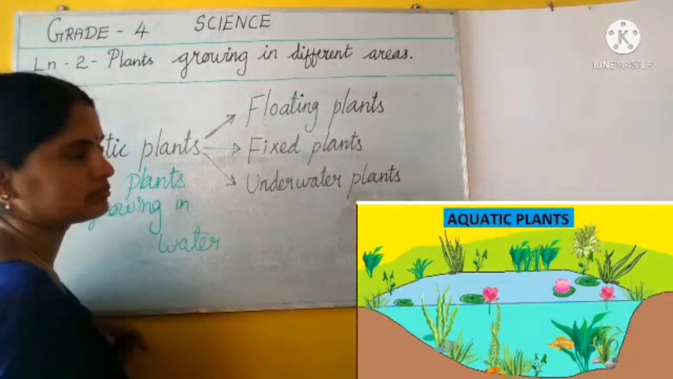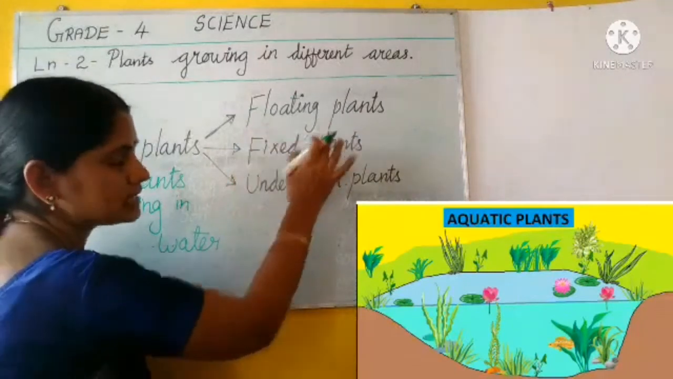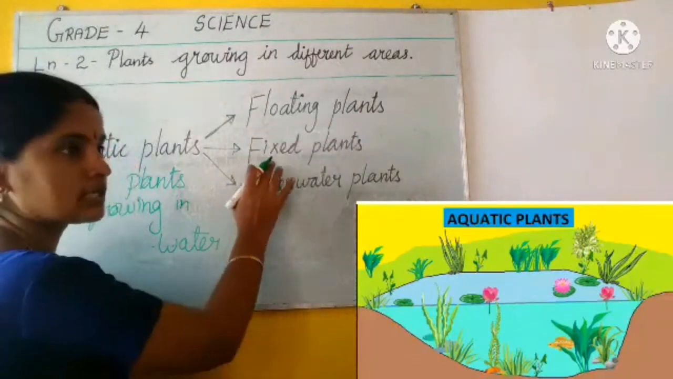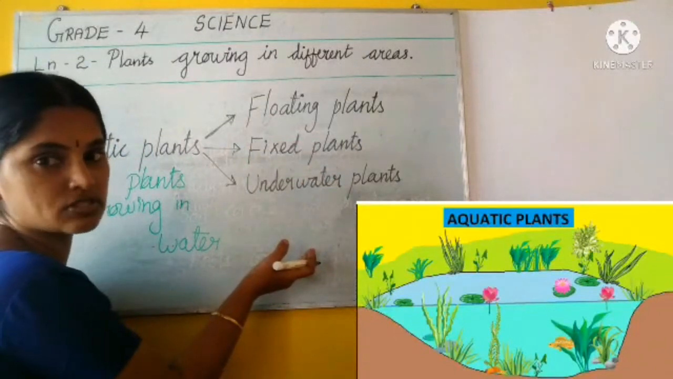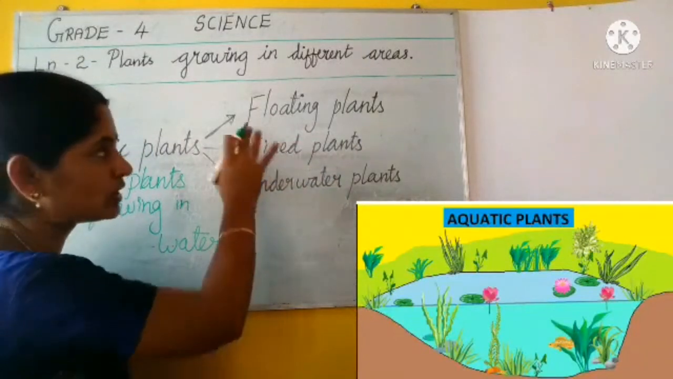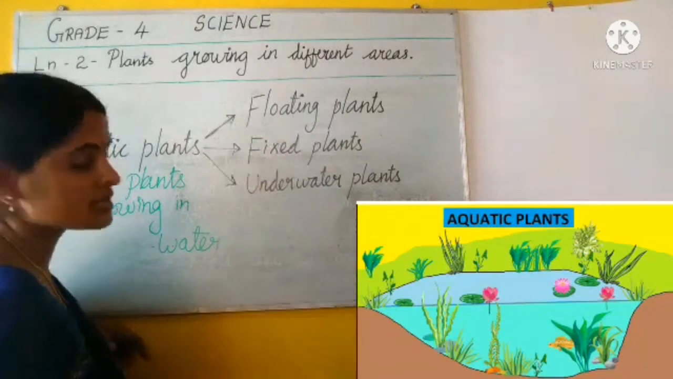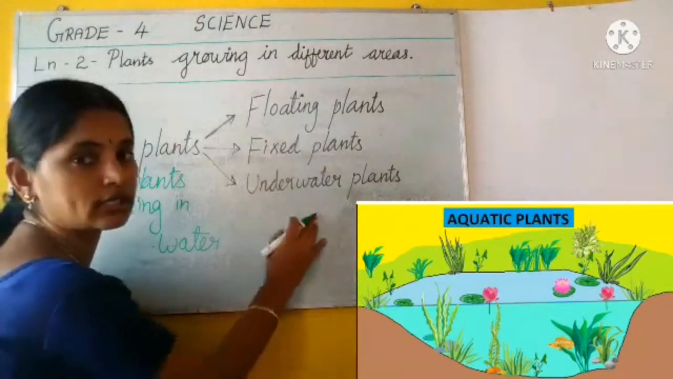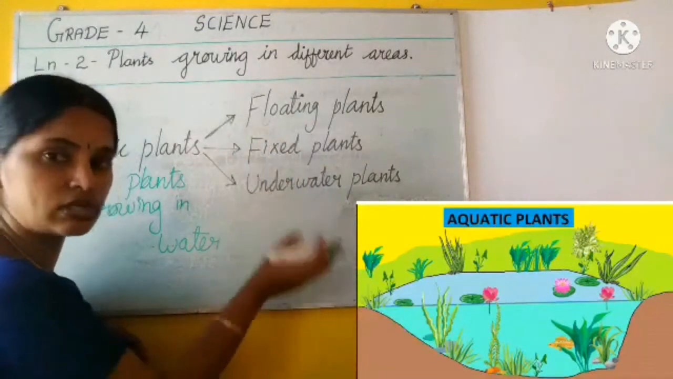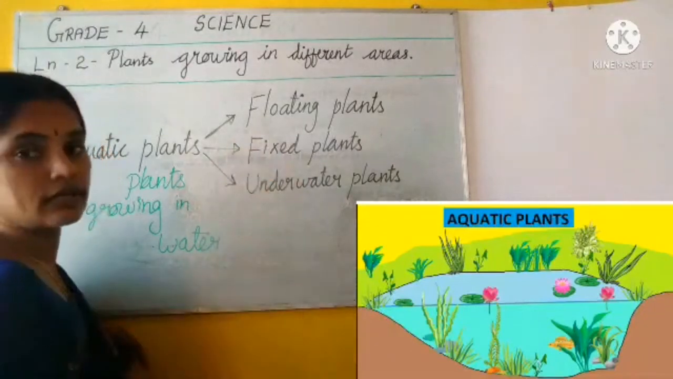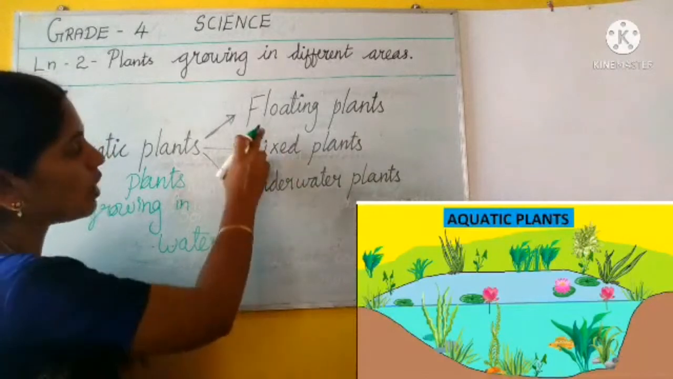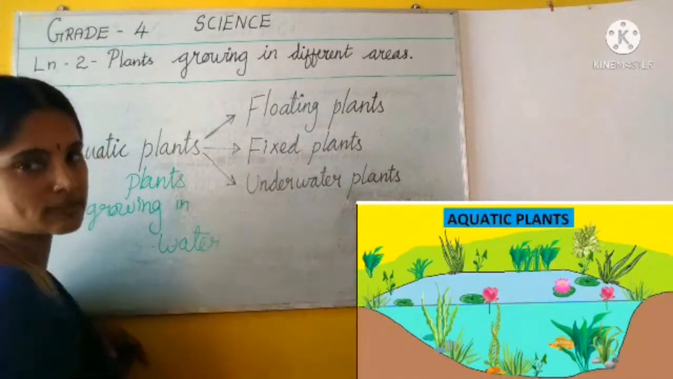Submerged. Floating plants float on the water. Submerged or underwater plants are those that are immersed in the water. Some plants are floating, some are fixed, some are submerged. So now we are going to see one by one about these plants.